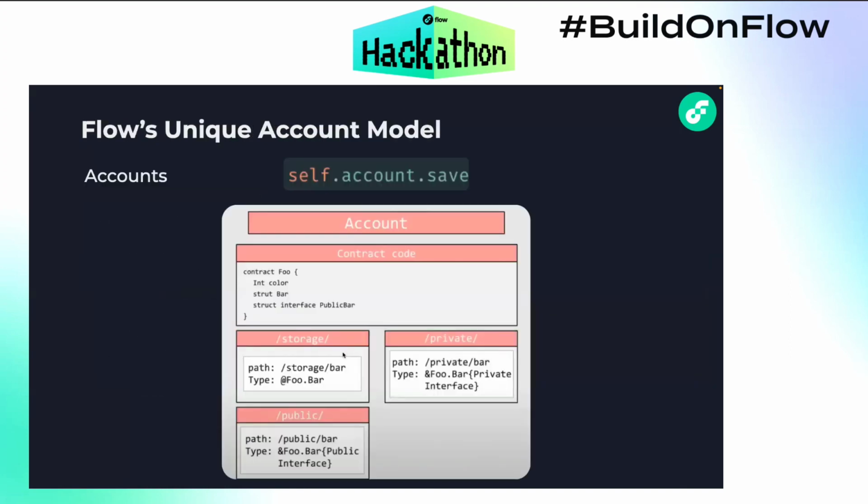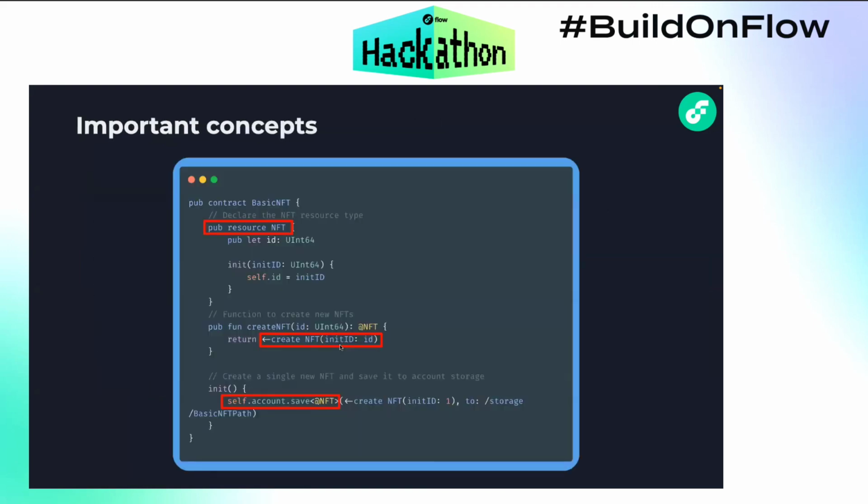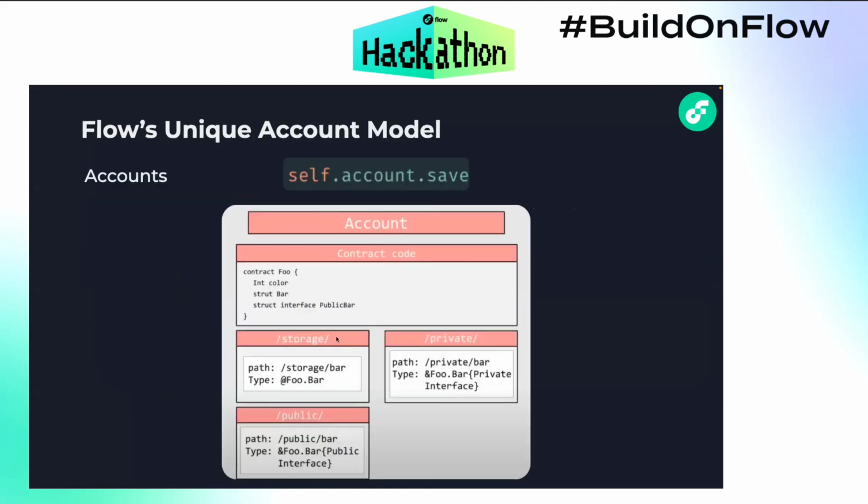So with that in mind, we come to the unique account model that Flow has, and this refers back to the self.account.save line that we saw over here. Flow has this account model where each account has three different storage paths where it can save data: /storage, /public, and /private. The way to think about it is like folders on your computer, for example, right? You have three folders on your computer: storage, private, and public.